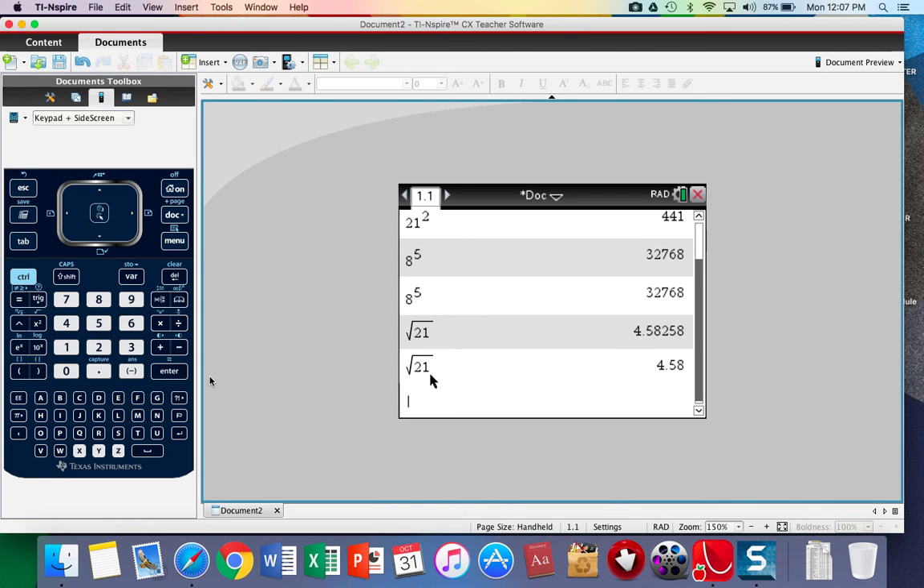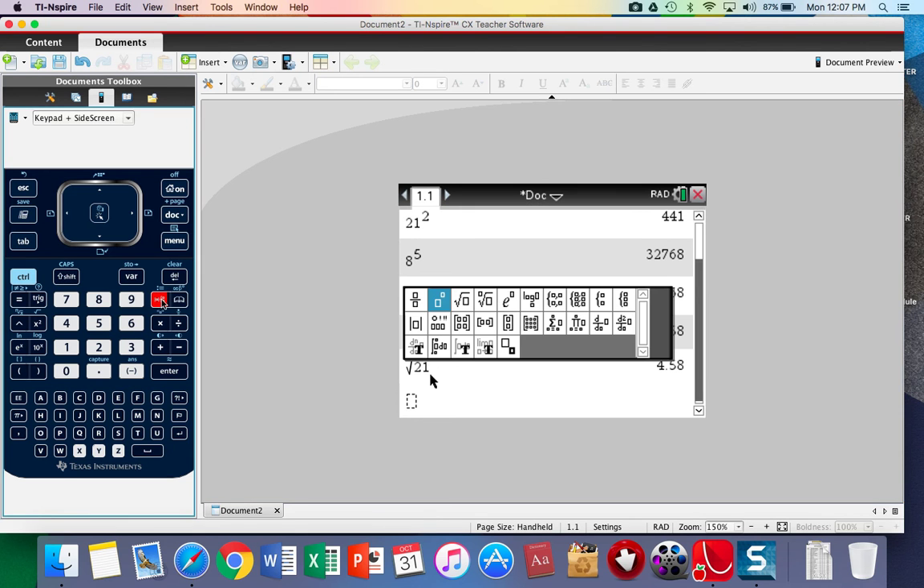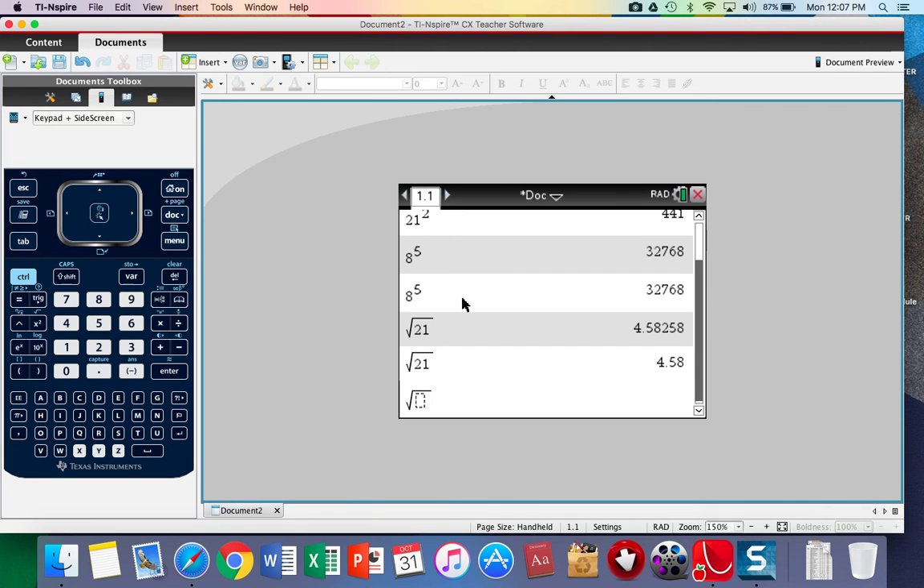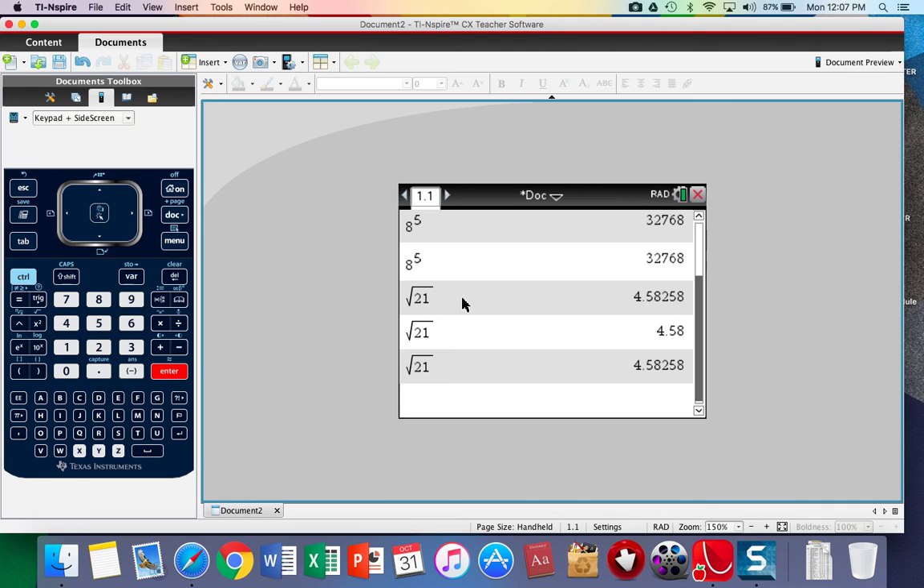I can also find the square root of 21 using this button here. So press this option, type 21, and you get the square root of 21. Okay, what if you want to find, let's say, the fourth root of 21? How do you do that?